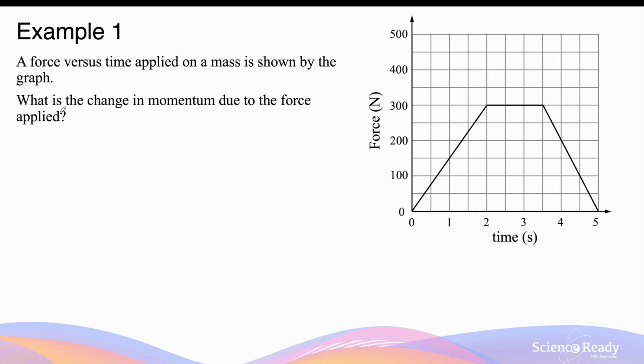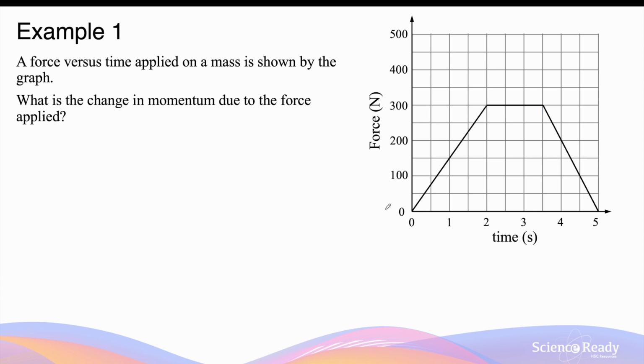Let's dive straight into an example. A force versus time applied on a mass is shown by the graph. What is the change in momentum due to the force applied? So we have a force versus time graph, and to find the change in momentum, we can simply calculate the area under this graph. You can calculate the area in two ways. You can divide the shape of the graph into three parts, forming two triangles and one rectangle. So you can calculate the total area by finding the areas of the three shapes individually.